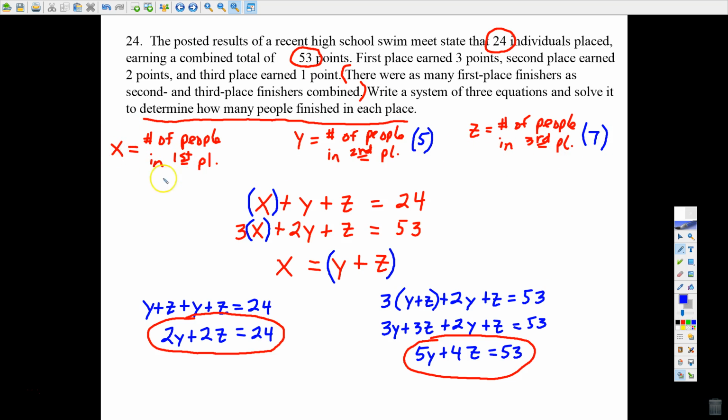So there's only one variable left, and I can use this last equation that we came up with. It's already solved for x. If I just add y and z together, I will have the answer for x, the number of first place people. 5 plus 7 is 12. And so that's the final answer for this word problem, this 3-variable system word problem number 24.